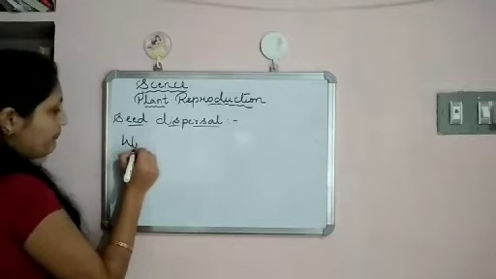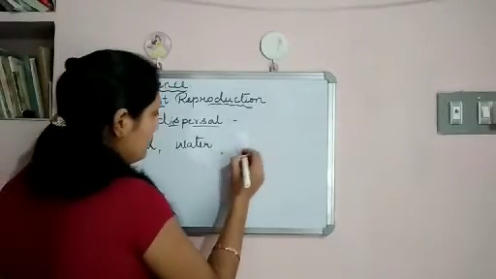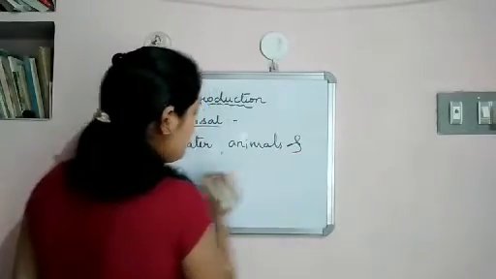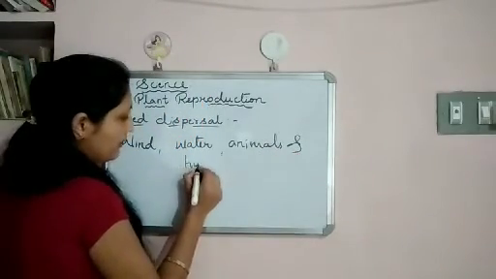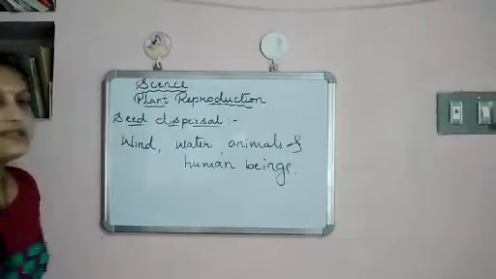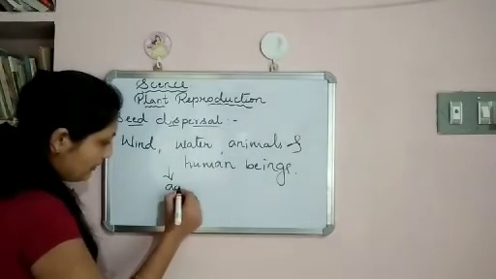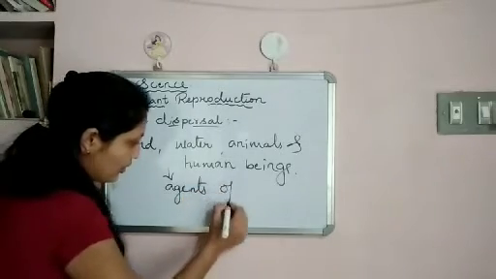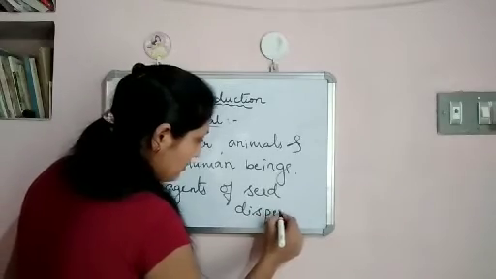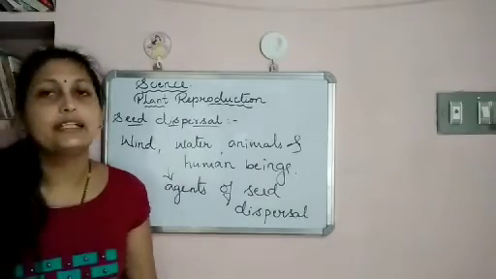Wind, water, animals and we people, human beings. These are called agents of seed dispersal.